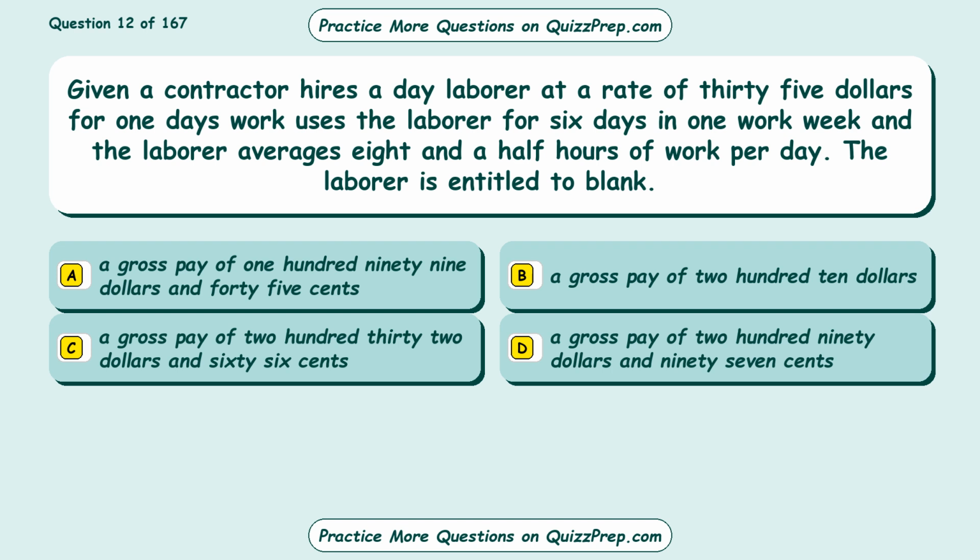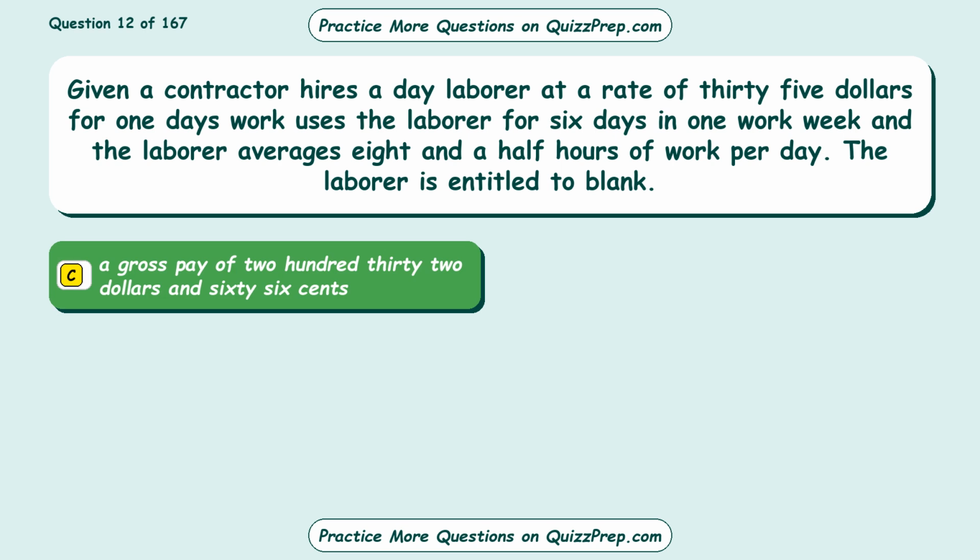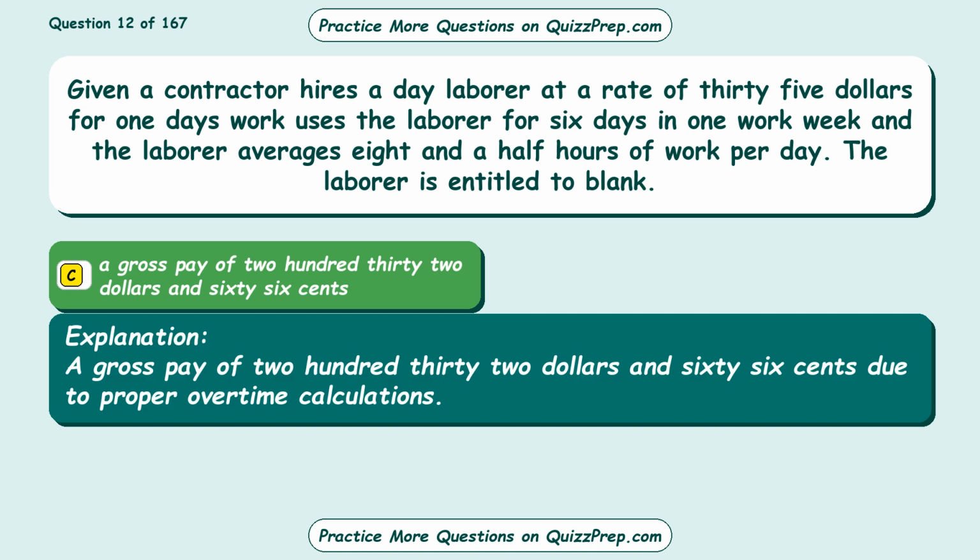Question 12. Given a contractor hires a day laborer at a rate of $35 for 1 day's work, uses the laborer for 6 days in 1 work week, and the laborer averages 8.5 hours of work per day, the laborer is entitled to blank. Option A, a gross pay of $199.45. Option B, a gross pay of $210. Option C, a gross pay of $232.66. Option D, a gross pay of $290.97. The correct answer is option C, a gross pay of $232.66, due to proper overtime calculations.